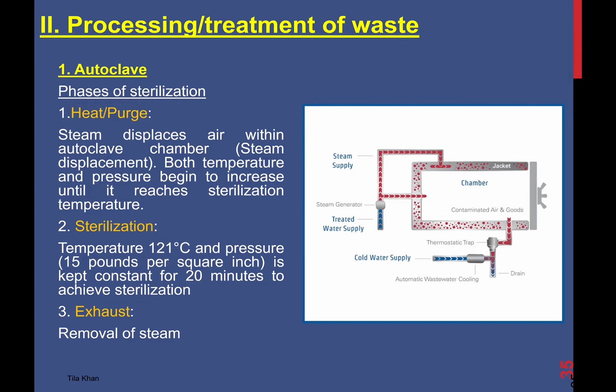The second phase is the sterilization phase, where actual sterilization of your waste or product occurs. For this step, we set a temperature of 121 degrees centigrade, 15 pounds per square inch of pressure for 20 minutes to achieve sterilization. This is the sterilization phase. Now, depending on the type of waste, if it is liquid waste or solid waste, we can modify the timings of the autoclave cycle. This we will study in the later slides. And the last step of the phases of sterilization is the exhaust phase, where the steam is removed through exhaust, and after this we can take out our decontaminated waste.